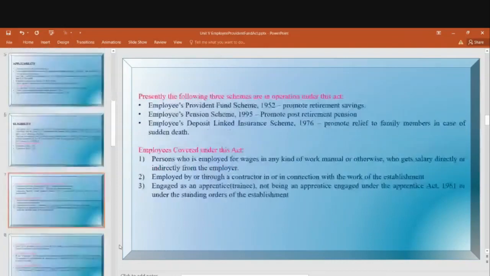And the next one is, presently the following are the three schemes, as I already mentioned. Employees Provident Fund Scheme 1952. This is purely meant for promoting retirement savings. So after his retirement, he is eligible to get the small savings made during his employment. And the next one is the Employees Pension Scheme. This scheme is meant to promote post-retirement pension, right after retirement. So he can get a fixed amount as pension every month. This is the Employees Pension Scheme 1995.